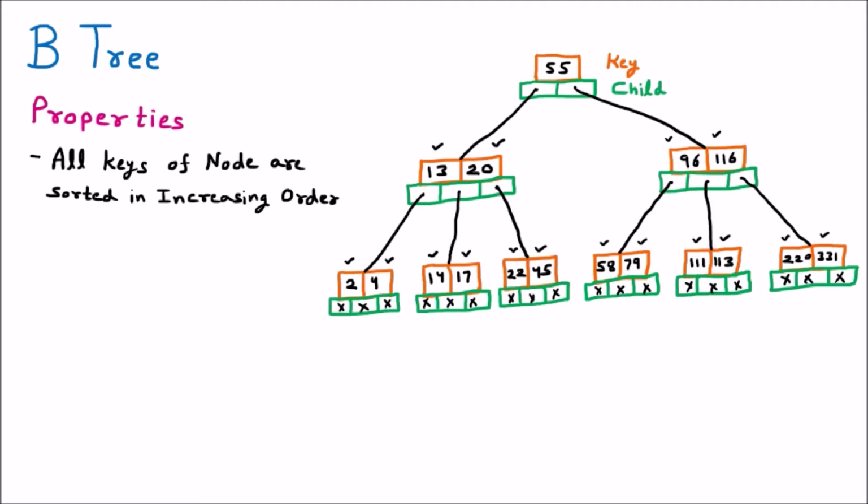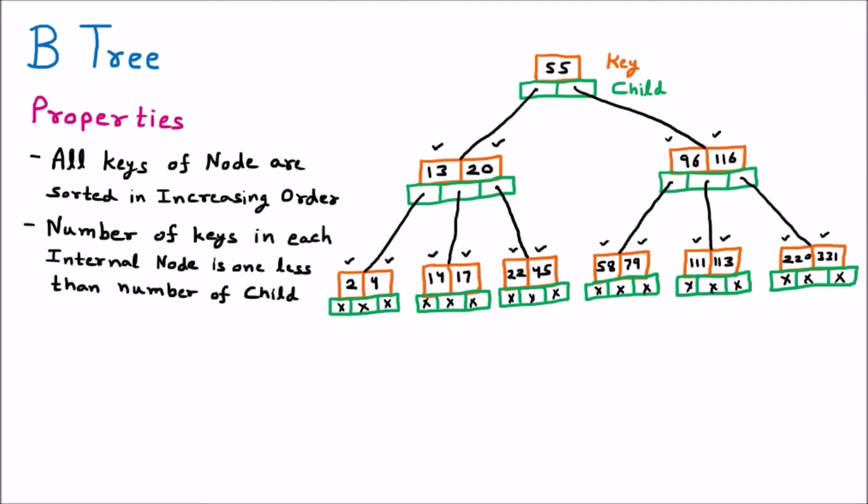This property is also taken from the MWay tree or the MWay search tree, because the B tree is the extension of those trees. So if we talk about the property, it says that the number of keys in each internal node is one less than the number of children. This property was also present in the MWay search tree and MWay tree. Now we are understanding this property.